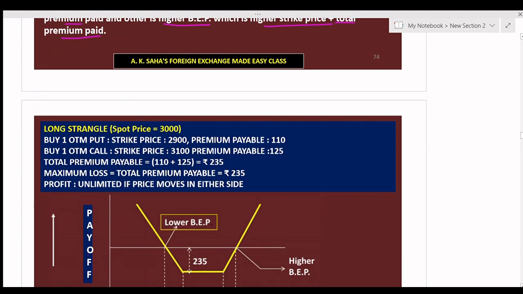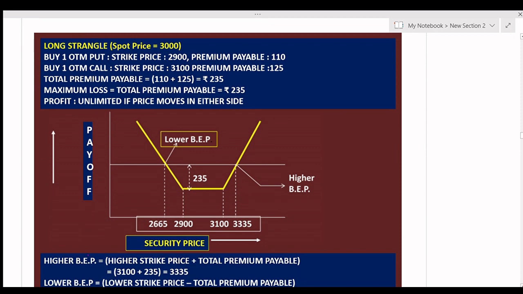Come to the diagram. Long strangle, spot price is 3,000. Now buy one put option, strike price is 2,900. It is OTM because it is less than the spot price. Premium payable is 110. And buy one OTM call option, strike price is 3,100. Premium payable is 125. Total premium payable is rupees 235.